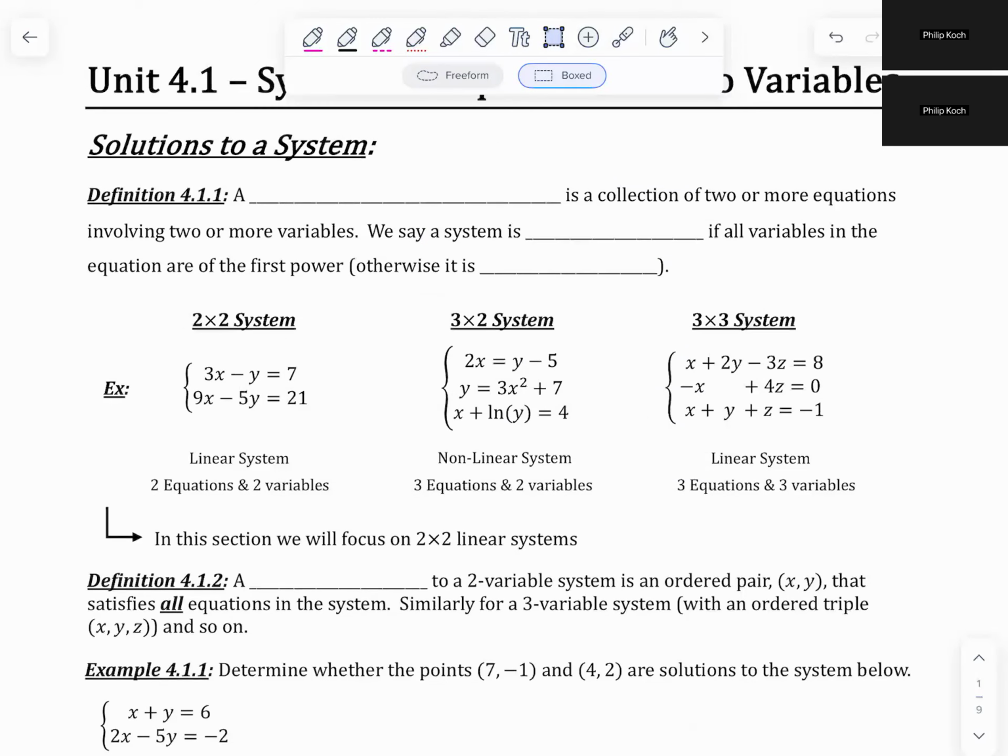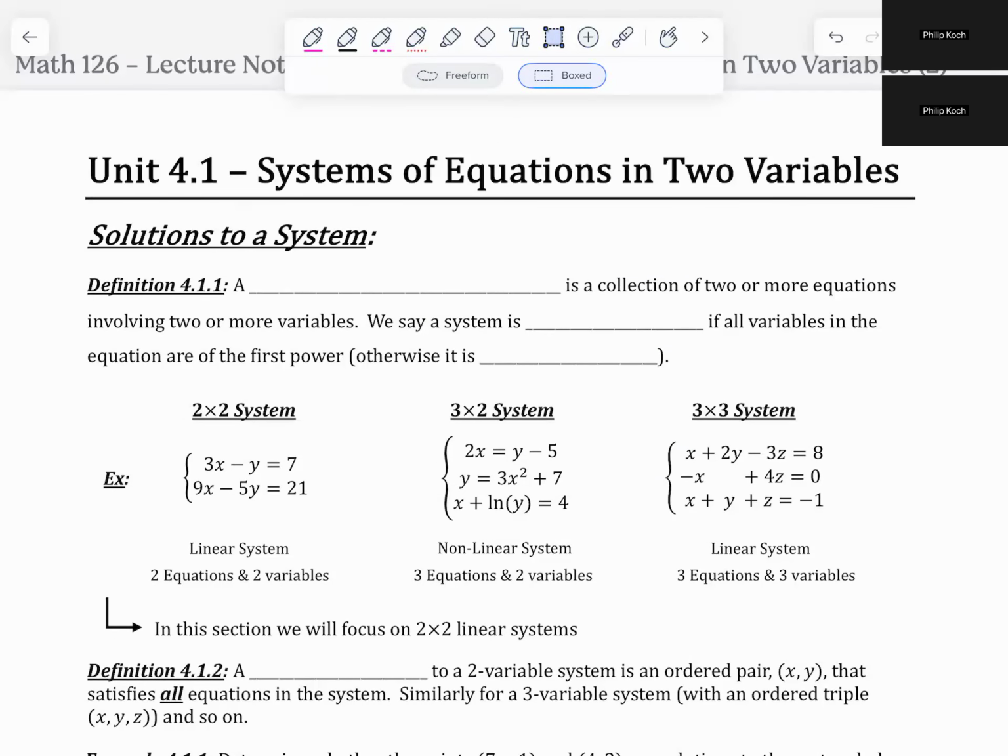Alrighty. So this might be something that you've already seen before, and if so, that's great. If not, we're all coming from different backgrounds, and that's fine. That's what we're here for. So, systems of equations. A system of equations is a collection of two or more equations involving two or more variables. We say this system is linear if all the variables in the equations are raised to the first power. Otherwise, it's nonlinear.